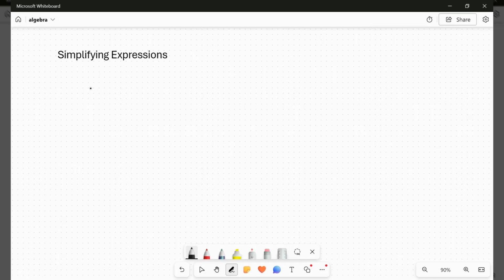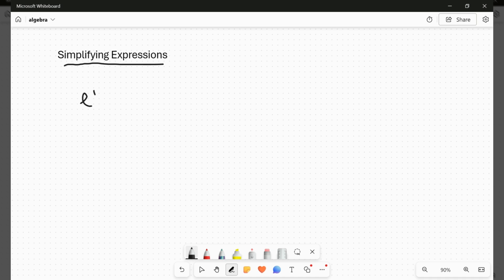Hi, everybody. Today I wanted to talk a bit about simplifying expressions, which is a very broad term, but a very important concept in algebra and as you go on in math in general. So, that being said, let's get right into it. Simplifying expressions, you might be like, what does that even mean?